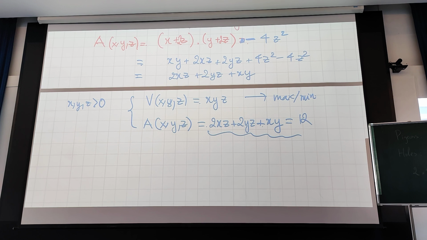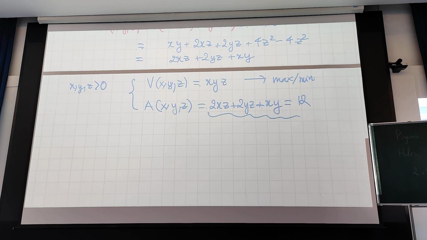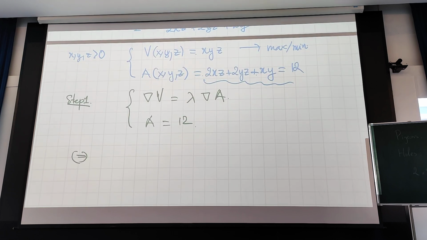So assuming that we know the existence of the extreme, we are going to use the Lagrange multiplier. So let's go to step one. First step, we need to consider this system of equations. We compare two gradient vectors. And the second equation is A equals to 12. Okay? So let's see what is the gradient of V.